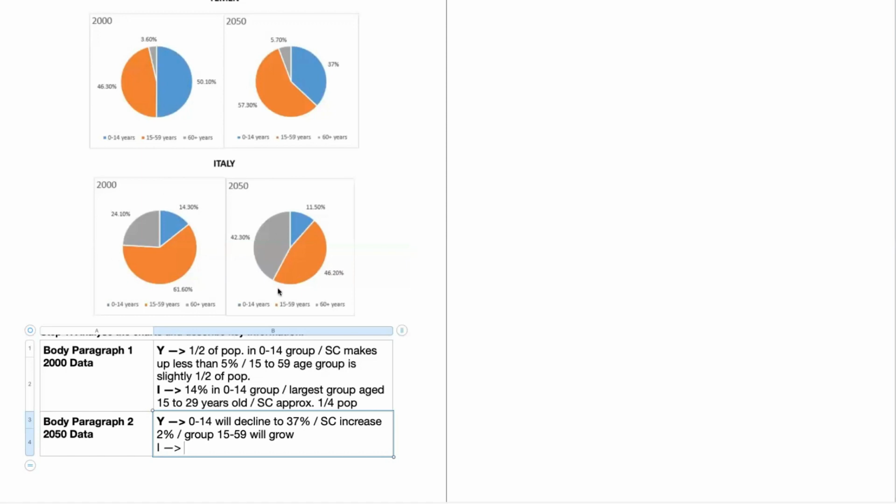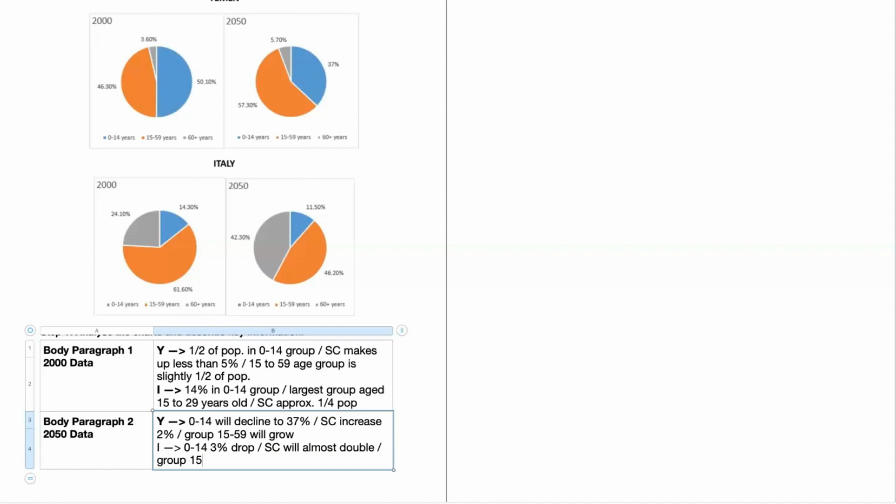So in Italy, it looks like the age group 0 to 14 is going to have a 3% drop. So I'll say 0 to 14, 3% drop. We also see senior citizens almost doubling. So we have 24.10% and then 42.30%. That's almost double. So that is definitely something to keep in mind. I'm going to say senior citizens will almost double.